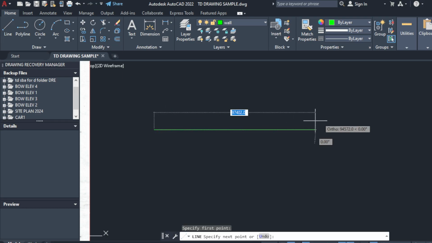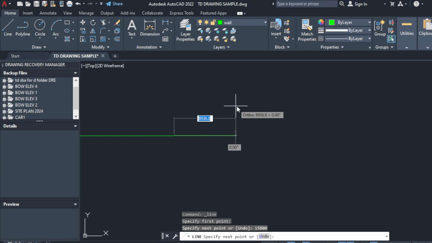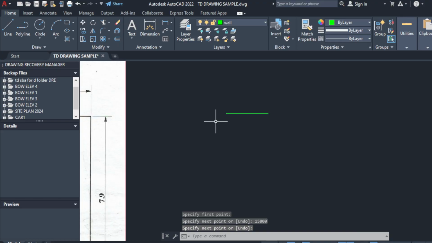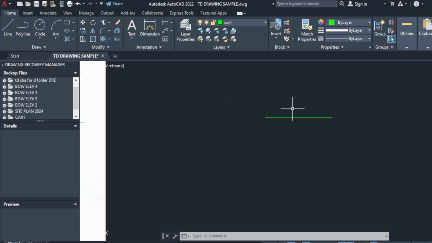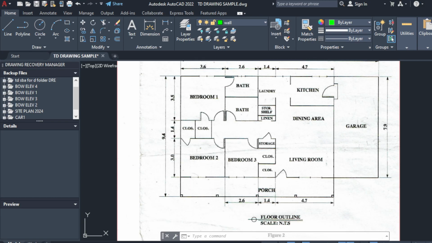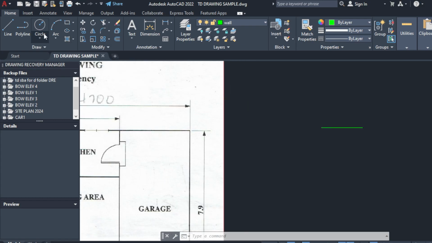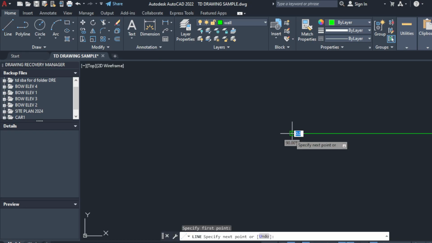So 15,800 millimeters. Enter. This is my line. Now remember, my total width of the building is 9,400.